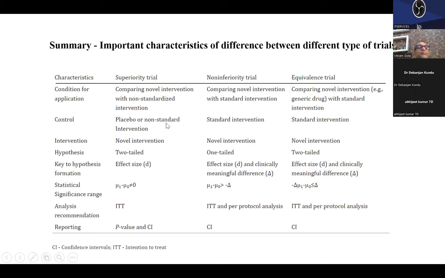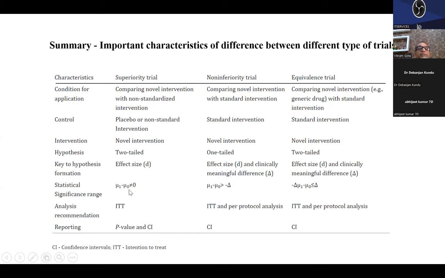So basically, condition for application is comparing novel treatment with the old treatment in all the cases. Control can be placebo in the superiority trial, but more often than not, there will be a standard treatment for equivalence and non-inferiority trials. Okay, hypothesis: there is a difference. There's a two-tailed hypothesis. Non-inferiority is always a one-tailed hypothesis. Equivalence is once again a two-tailed hypothesis.